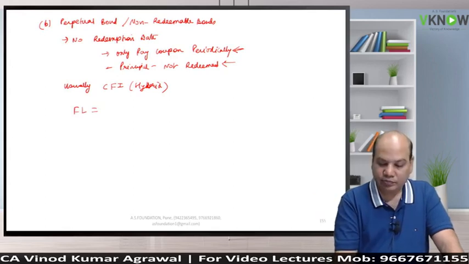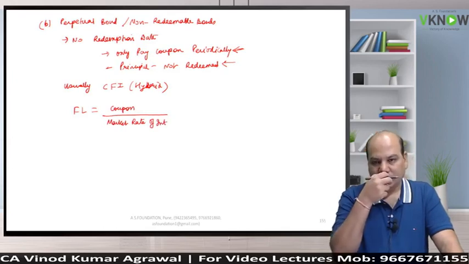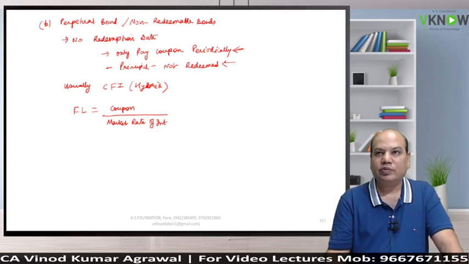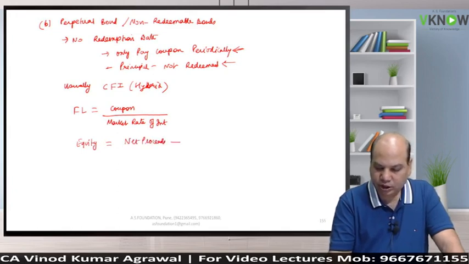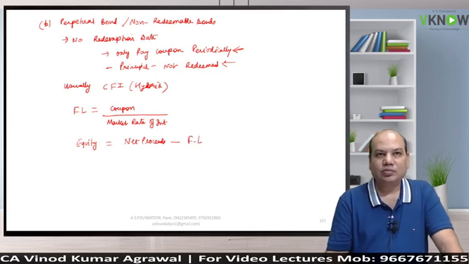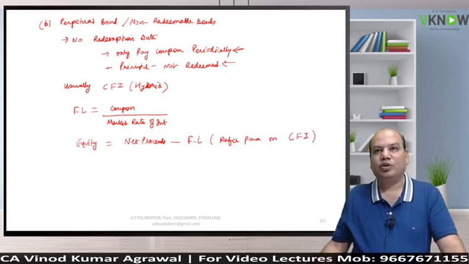So write one formula there. Financial liability will be equal to coupon divided by market rate of interest. Coupon divided by market rate of interest. And what about equity? The equity portion will be equal to net proceeds minus financial liability. Proceeds minus financial liability. I have written this in simple terms, but there is some complication involved. Refer to the para on compound financial instrument.